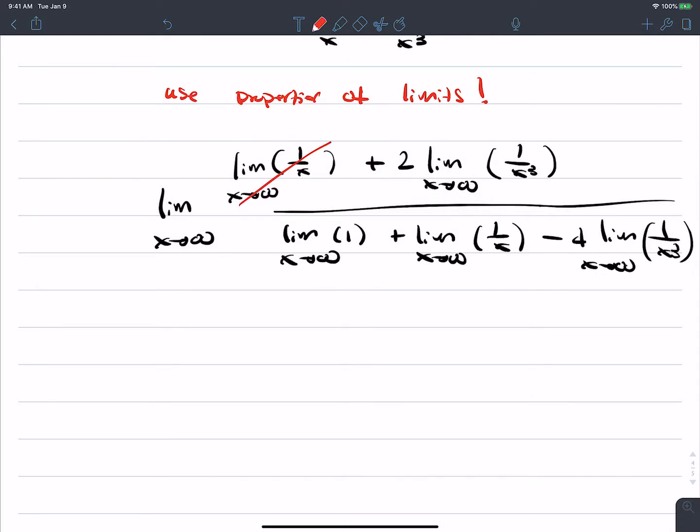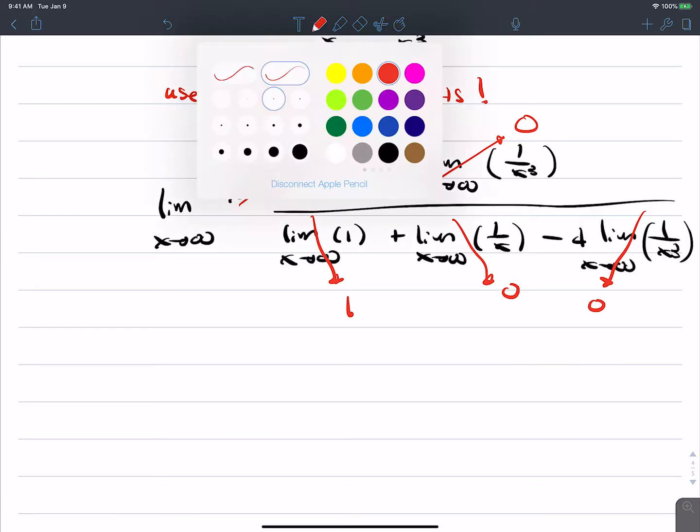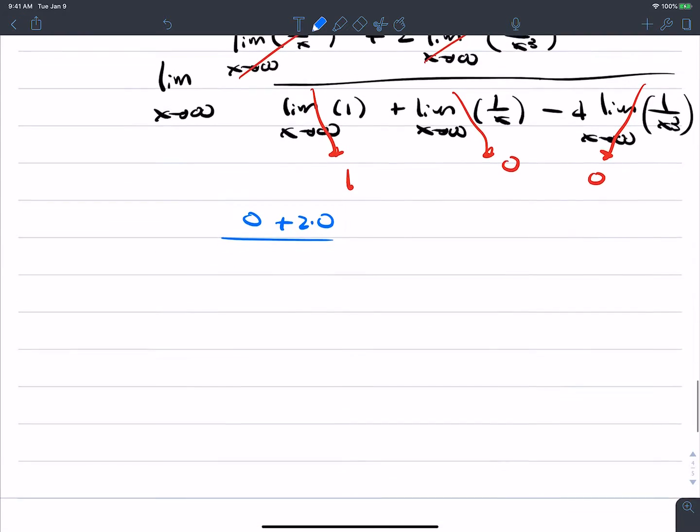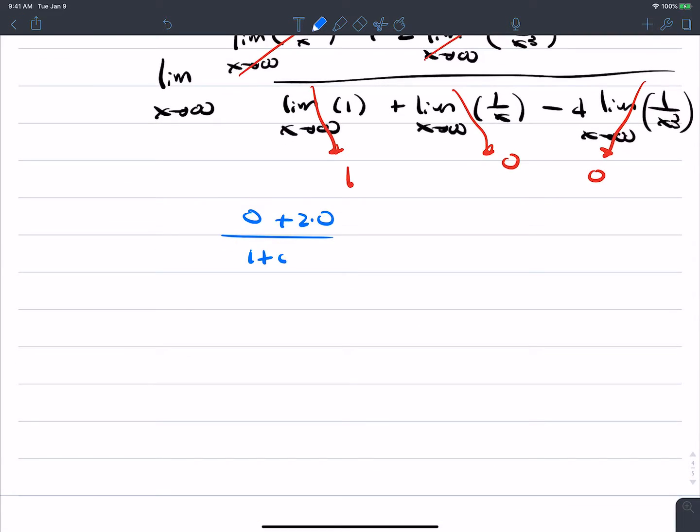What's this limit going to be? 0. What's that limit? 0. What's this limit? 1. Limit 0. And then 0. So we get 0 plus 2 times 0 over 1 plus 0 minus 4 times 0. So if we do the arithmetic, this is 0 over 1, which is going to be what?